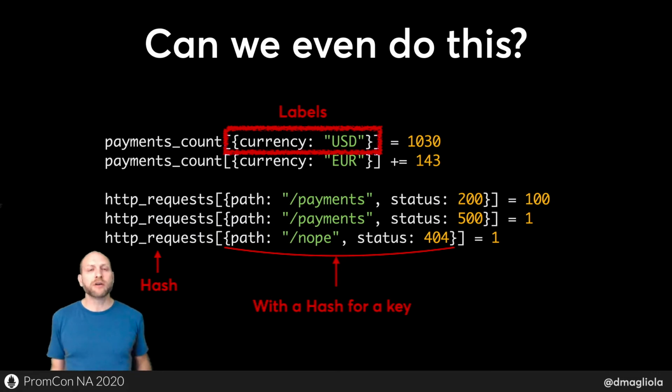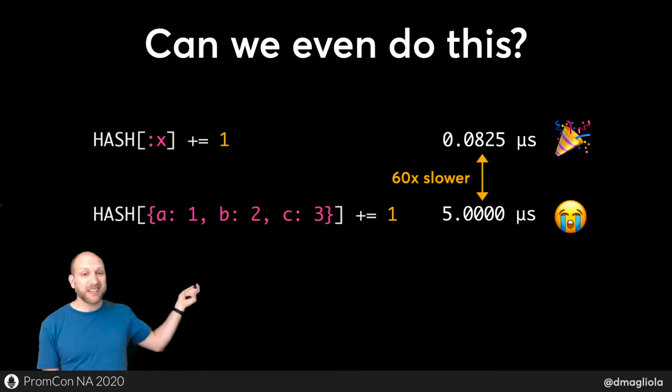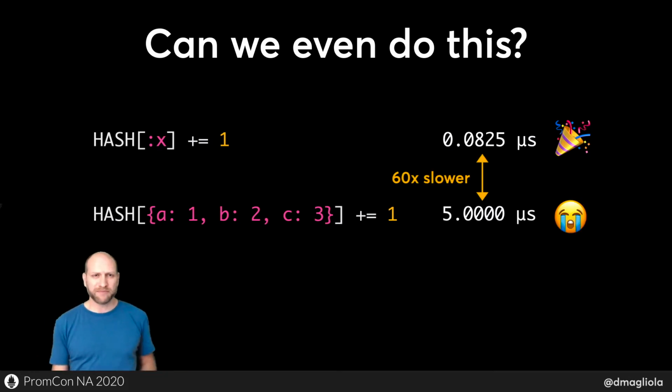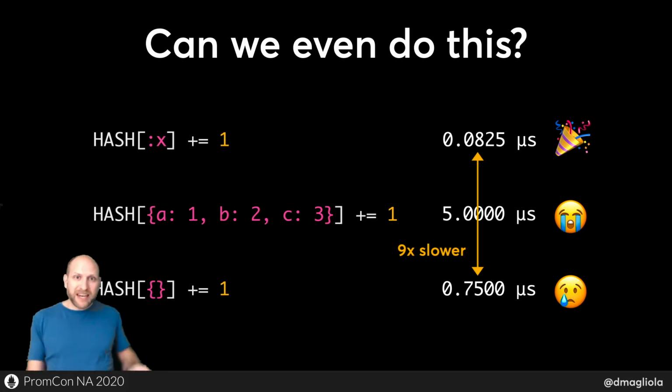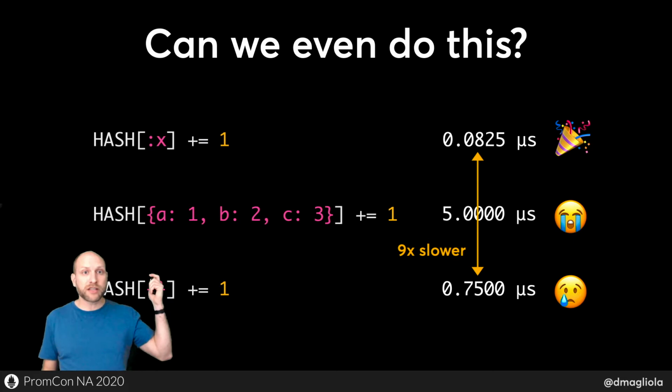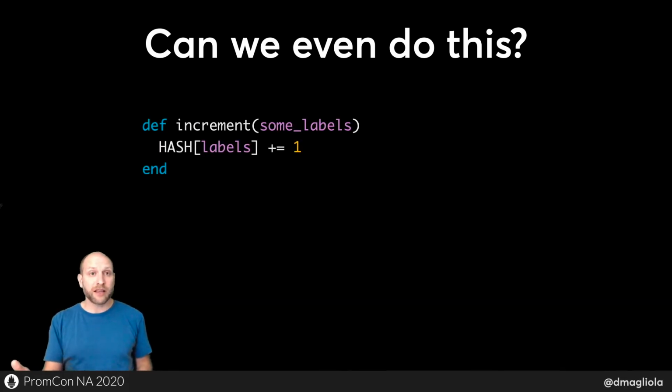Now, how slow depends on how big those hashes are. In our case, how many labels you have. So for example, if you have 3 labels for your metric, that's going to be 60 times slower, which is pretty terrible. Now, according to best practices, most metrics should have no labels. So if we take that as a benchmark, then it's better, but it's still 9 times slower than with a constant.